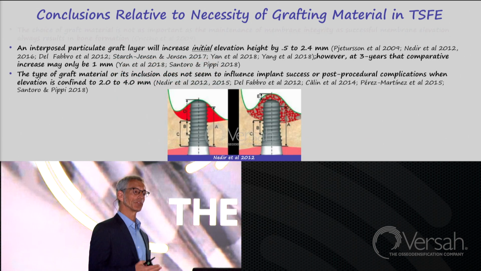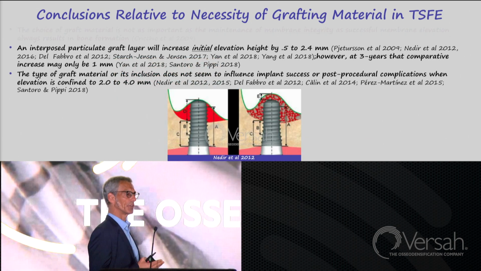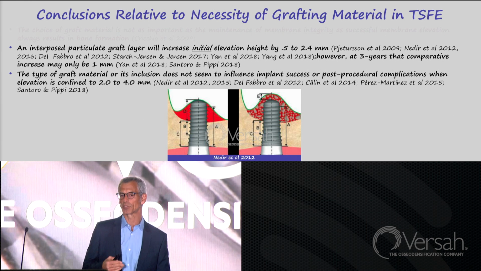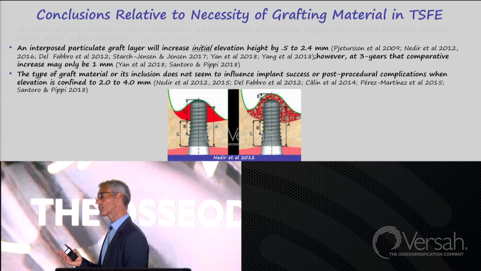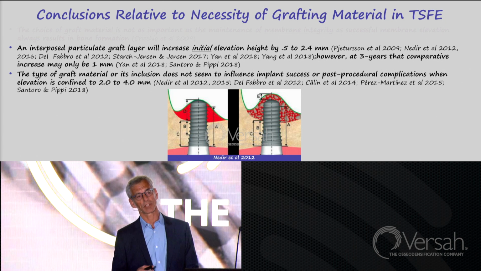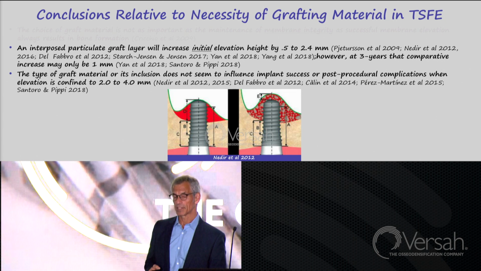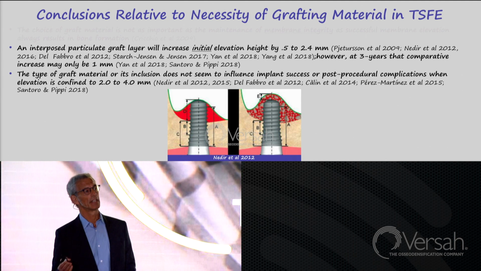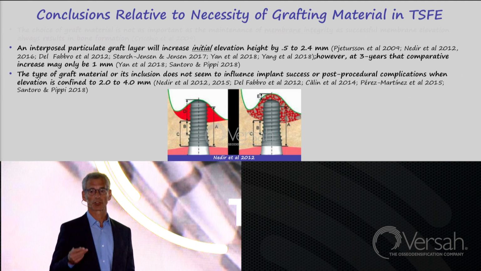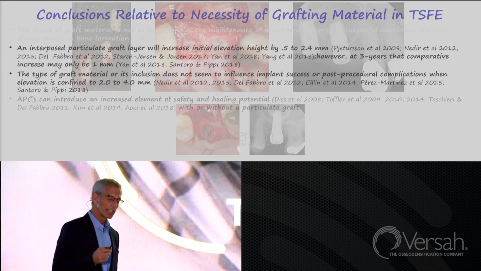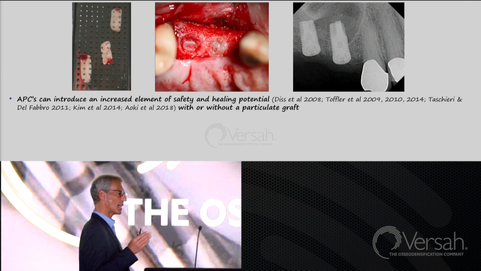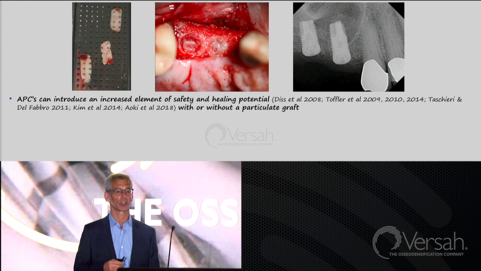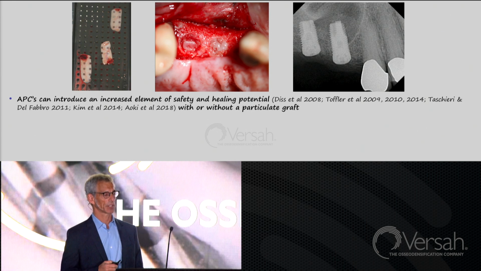And if you do choose to include a graft material, you will increase your initial lift by 0.5 to 2.4 millimeters, but after 3 years, you may see minimal difference. And the type of graft material or its inclusion won't make much of a difference if your lift is limited to 2 to 4 millimeters. And I do feel that autologous platelet concentrates do add an increased element of safety and healing potential, whether or not you use a particulate.